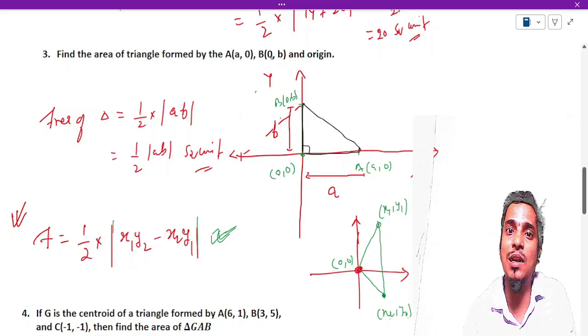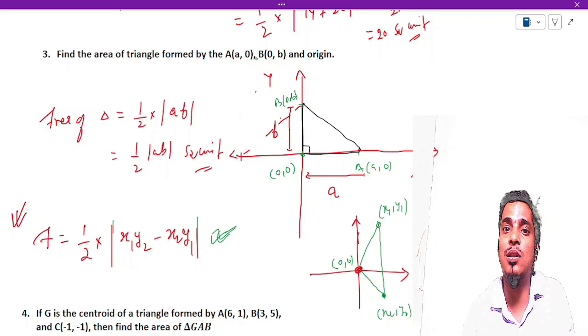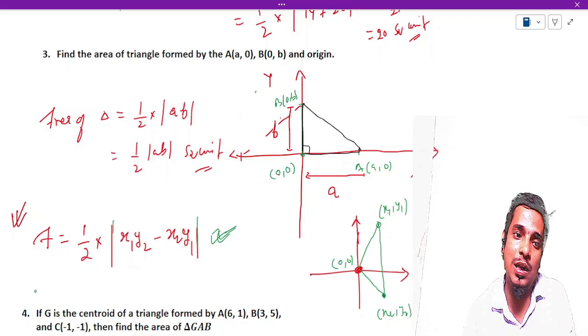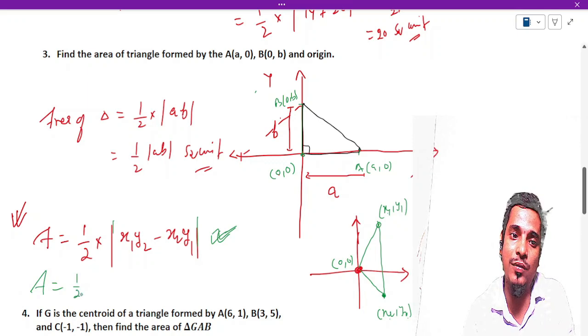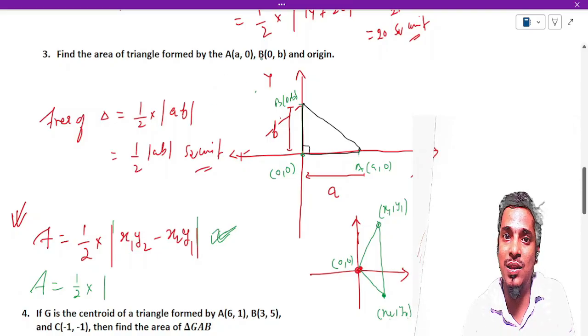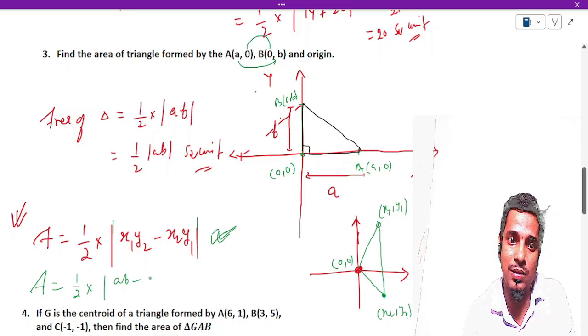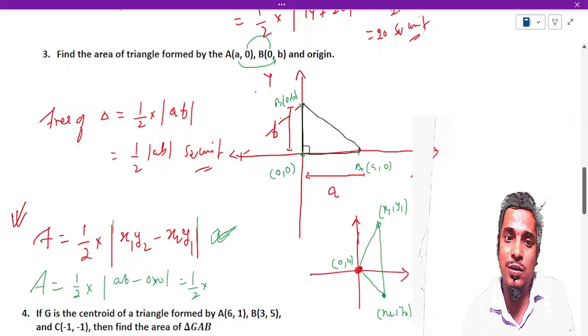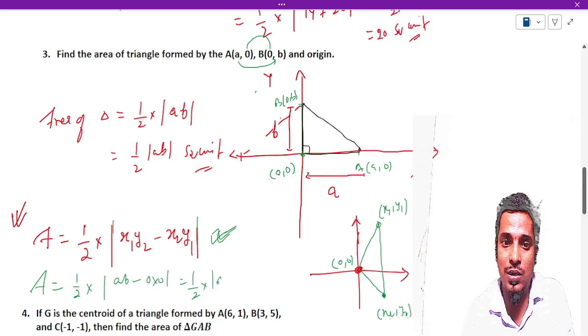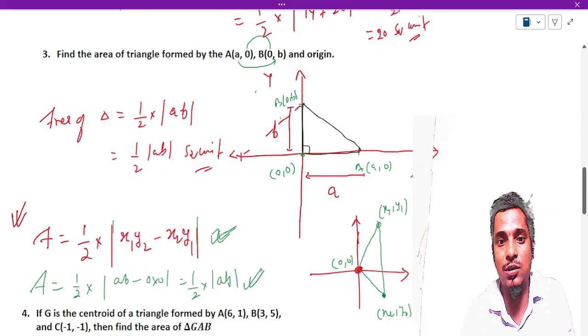Like here we can see that this is the point given, (a, 0) and (0, b). So the area for this is nothing but half times (a, 0), I mean (a, 0). A multiplied with the y coordinate of this, which means a into b, minus the coordinate of this multiplied with the x coordinate of the next point, which means 0 into 0. We got it as half times of 0, if we subtract from ab. ab minus 0 is nothing but ab only. So the absolute value of ab is our answer.